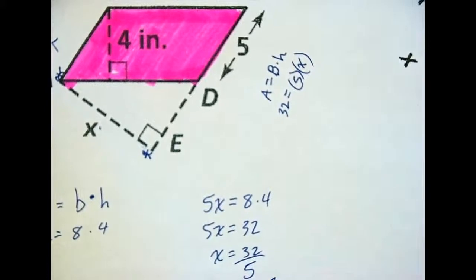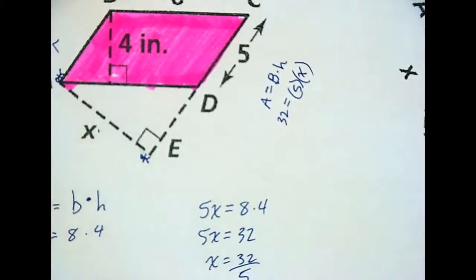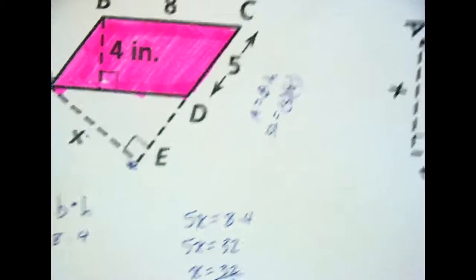6.4. Okay, you could leave it as 32 fifths as well. Any questions there?